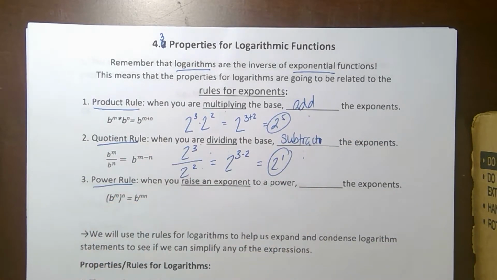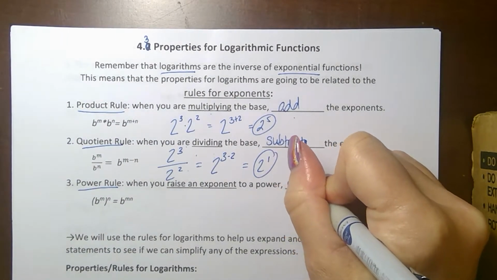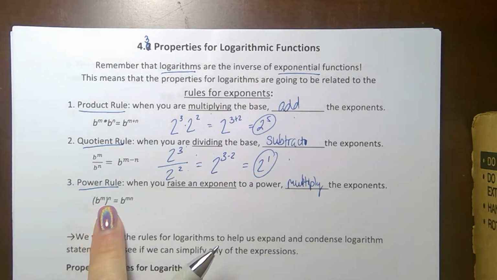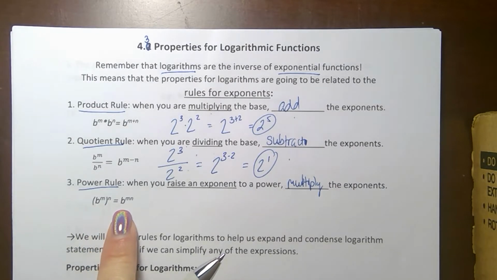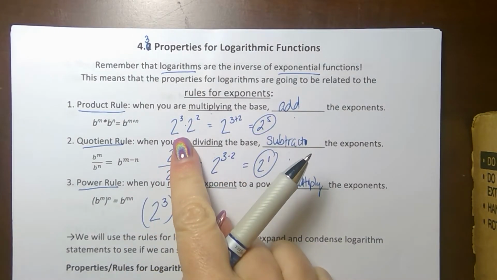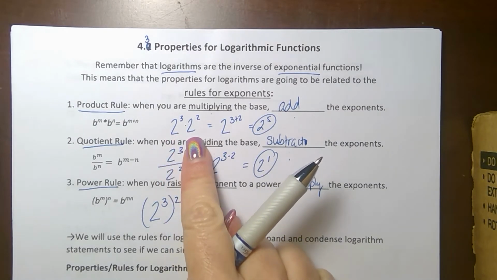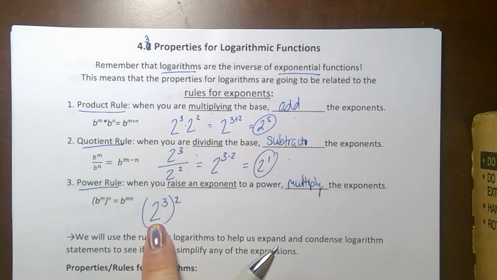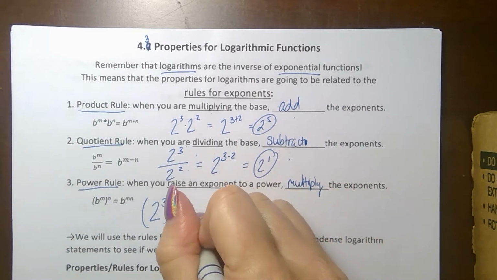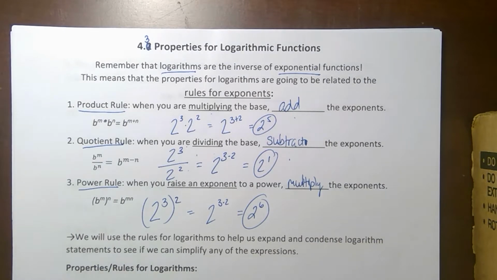Finally, I have my power rule for exponents. When I raise an exponent to another power, that is when I'm going to multiply the exponents. So for example, b to the m power raised to the n power is b to the m times n. So if I have the base written just one time, now up here in my product rule, the base is written twice. I'm multiplying 2 different terms with the same base. Here I only have one base. It is a single term with an exponent raised to another power. This is my power rule where I will multiply the exponents. So that would be 2 to the 6th power.